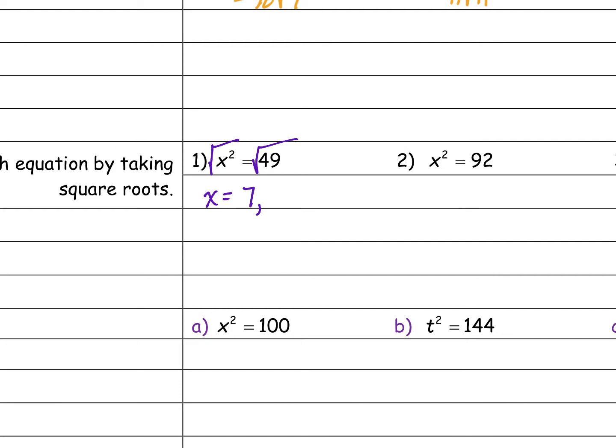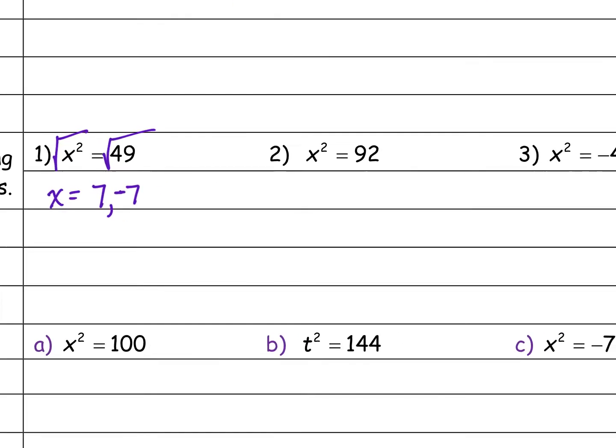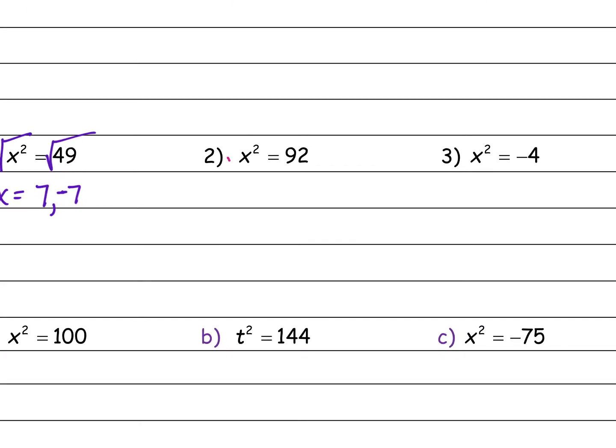Yeah, negative 7. Right? Because negative 7 times negative 7 also gives me 49. So I always get 2 answers, the positive and the negative. Okay. Does that make sense? Okay. Awesome. So that's all we're going to do. Pretty easy.